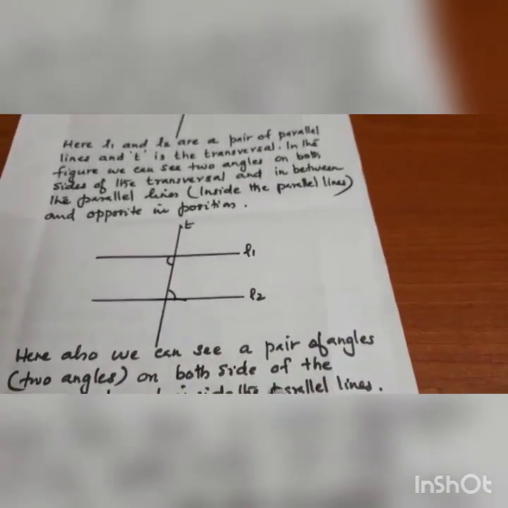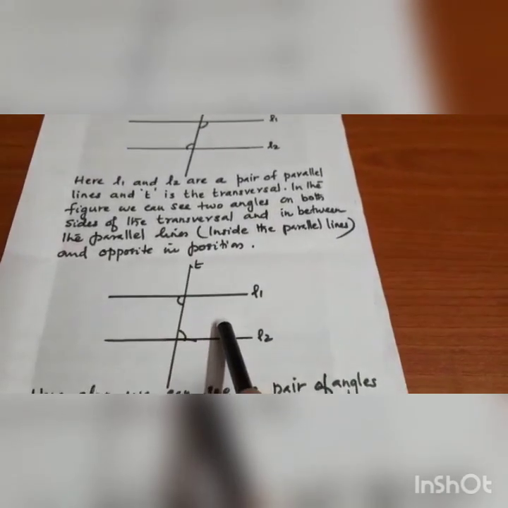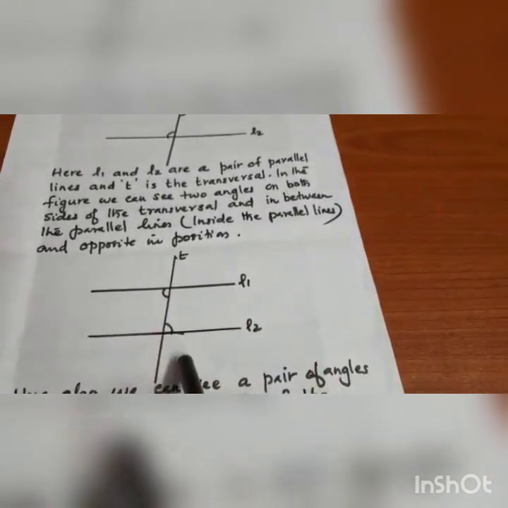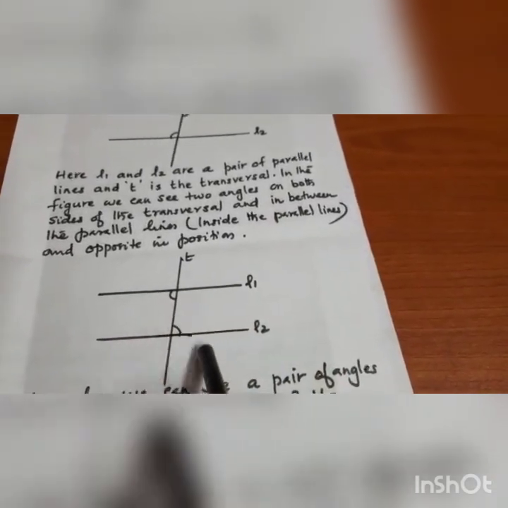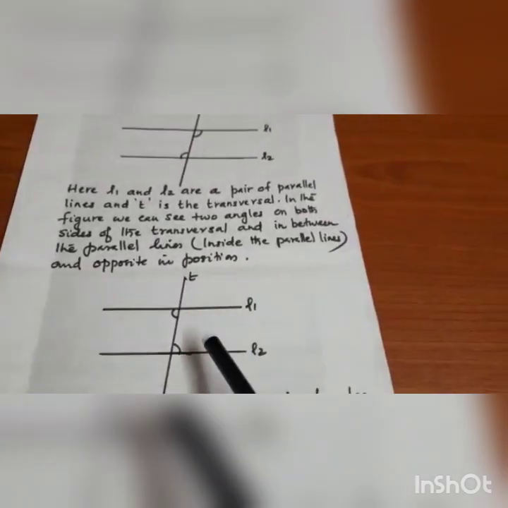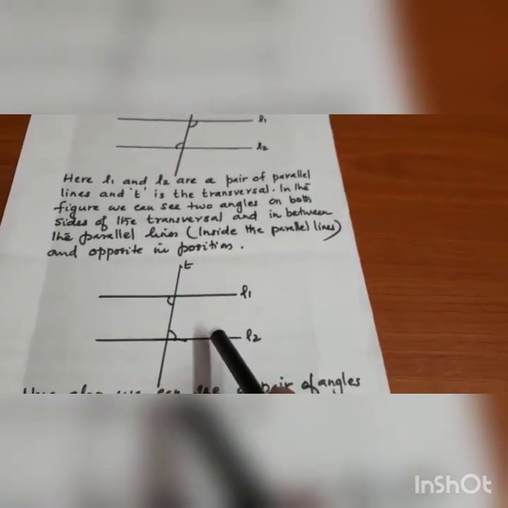These angles are called alternate interior angles. Alternate interior angles. Why is it called alternate interior angles? Because these 2 pairs of angles are in between the parallel lines. So it is called alternate.